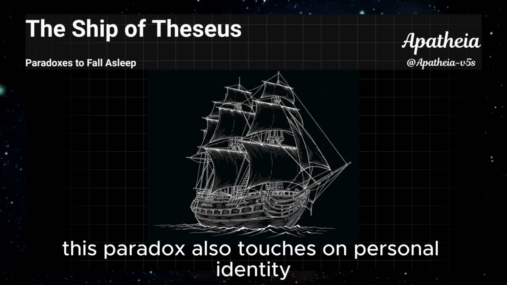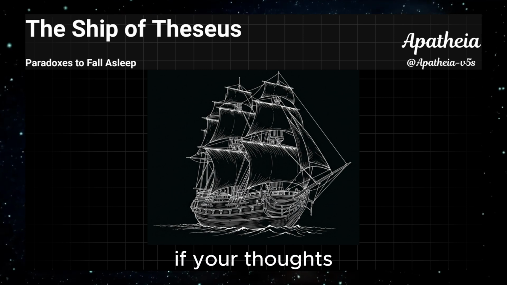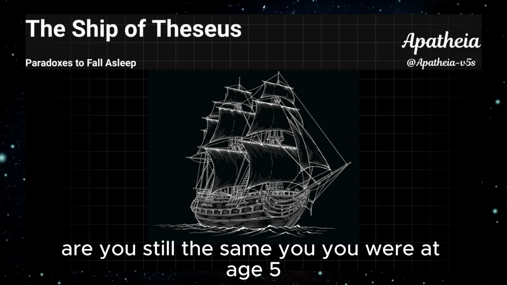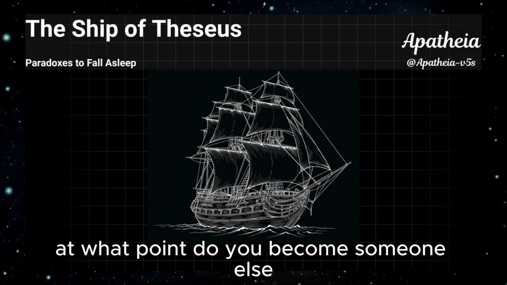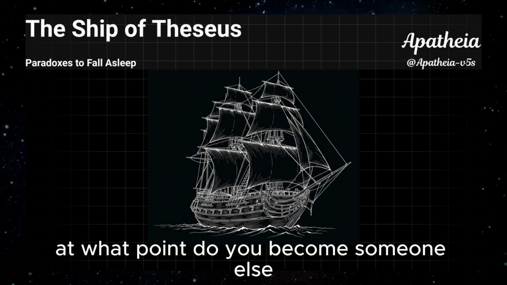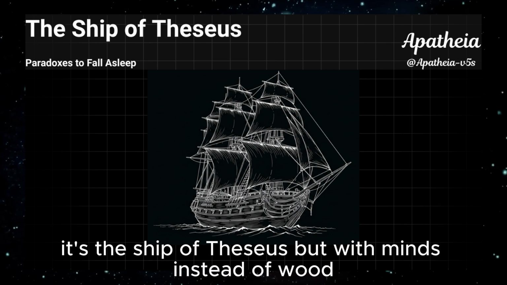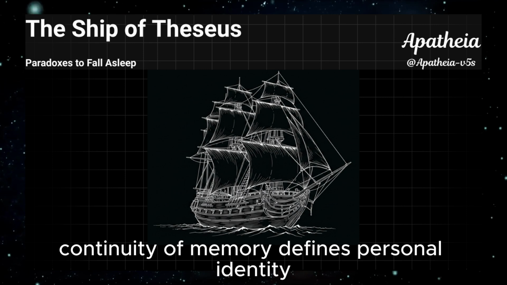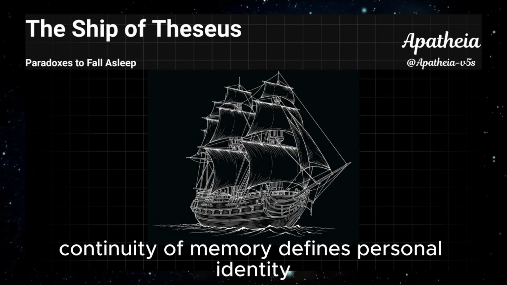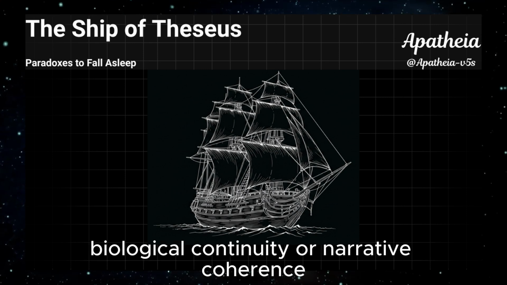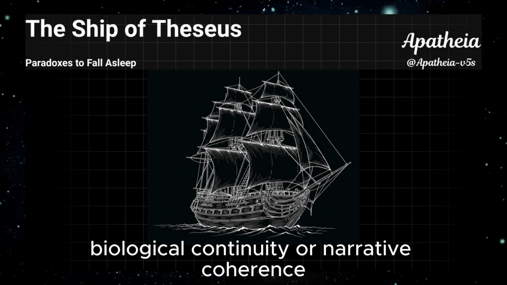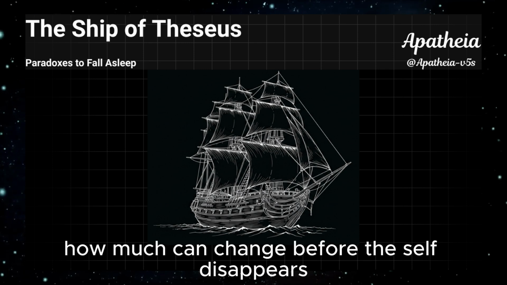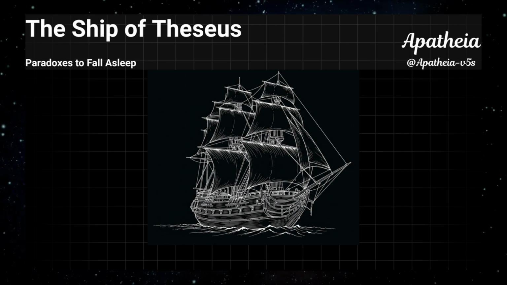This paradox also touches on personal identity. If your thoughts, memories, and beliefs gradually change over time, are you still the same you were at age 5? At what point do you become someone else? It's the Ship of Theseus, but with minds instead of wood. Some philosophers argue that continuity of memory defines personal identity. Others say it's about personality, biological continuity, or narrative coherence, the story you tell about yourself. And if those things shift, how much can change before the self disappears?